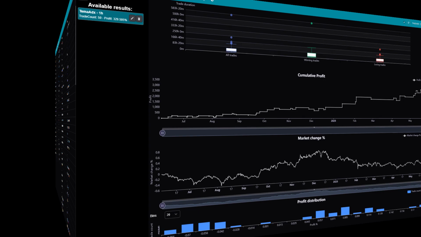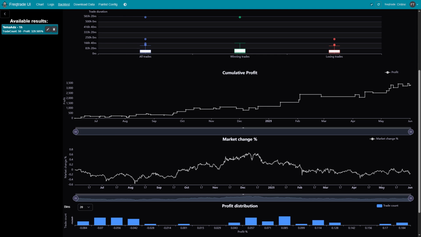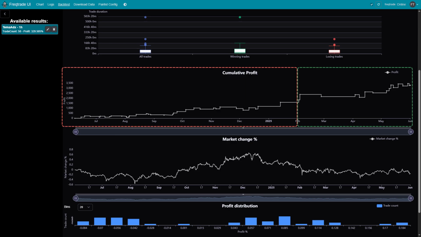Next, let's take a look at the visual summary of the results. This strategy was optimized using 8 months of in-sample data, then tested on 4 months of out-of-sample data. This helps ensure the strategy isn't just fitted to historical data, but can also adapt to new market conditions.